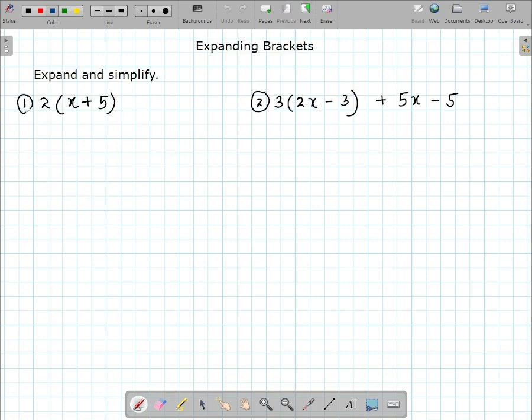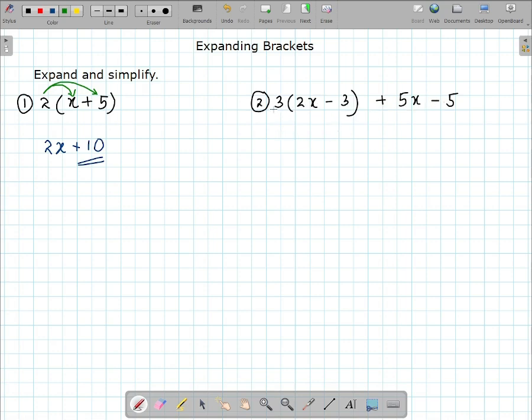Okay, example 1, that is 2 times bracket x plus 5. When you expand a bracket, you have to multiply all the inside terms of the bracket by the outside term. Okay, 2 times x, that is 2x. 2 times plus 5, that is plus 10. That's the answer.